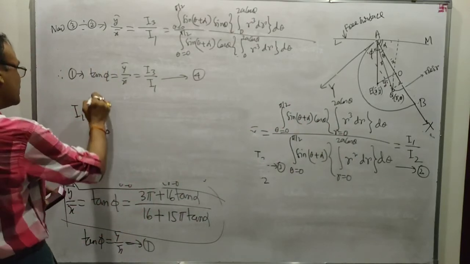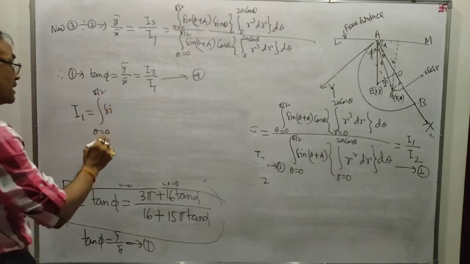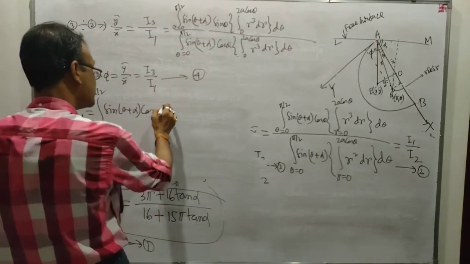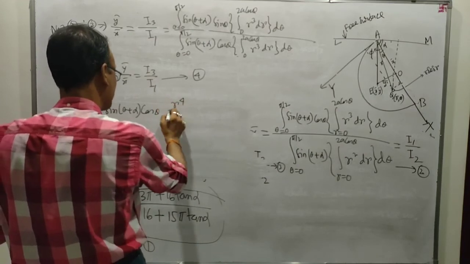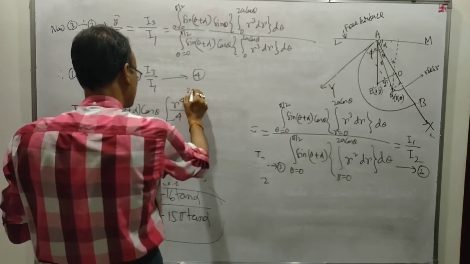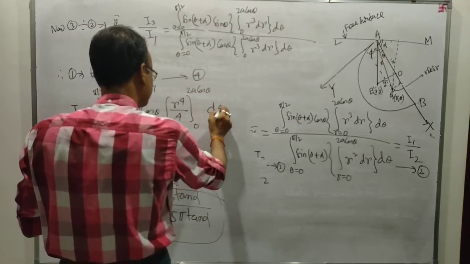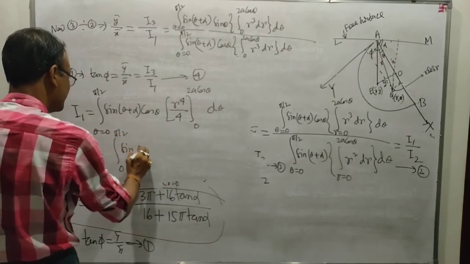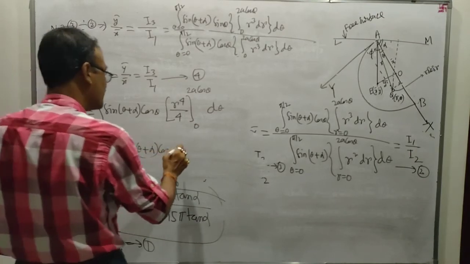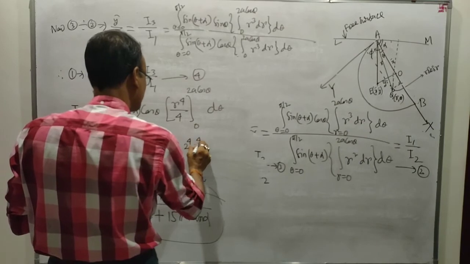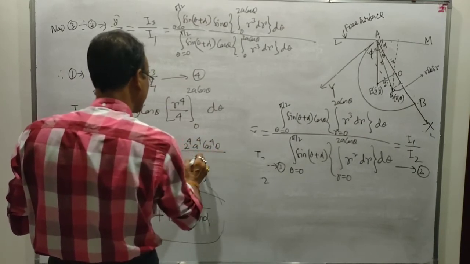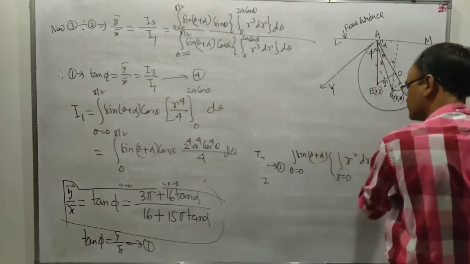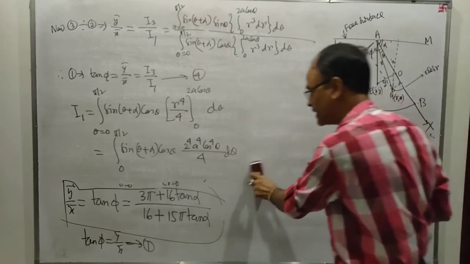I1 equal to theta is equal to 0 to pi by 2, sine theta plus alpha cos theta, it is r to the power 4 by 2, 0 to twice a cos theta, d theta. This is equal to 0 to pi by 2 sine theta plus alpha cos theta, 2 to the power 4 a to the power 4 cos to the power 4 theta divided by 2, d theta. Divided by 4 d theta.